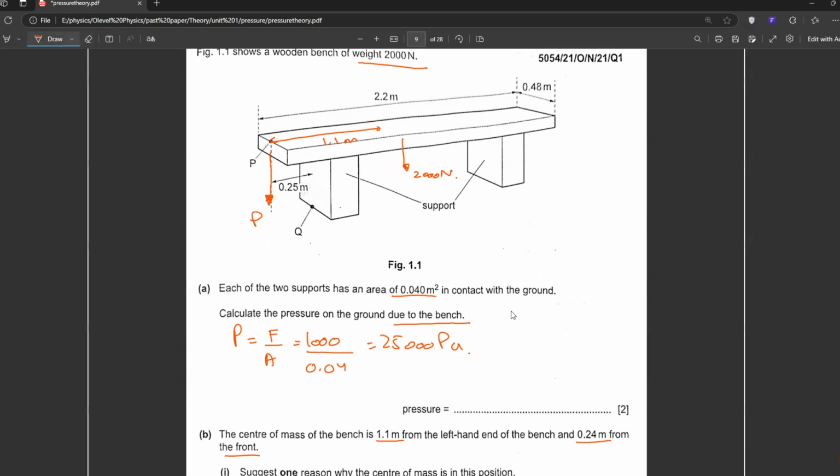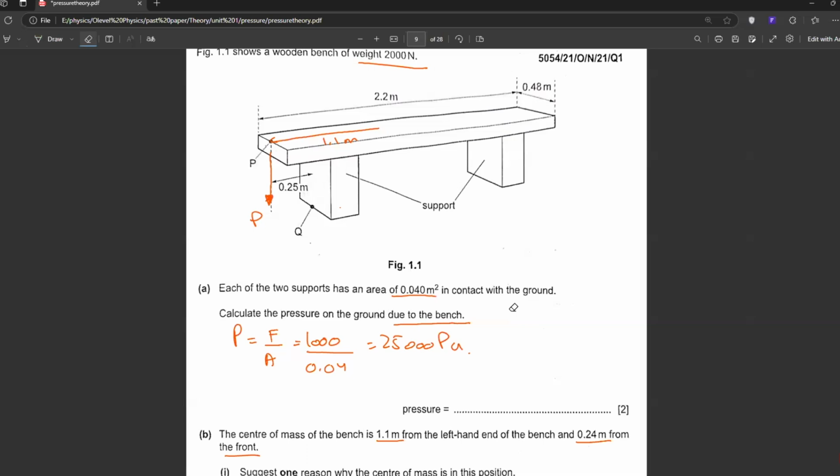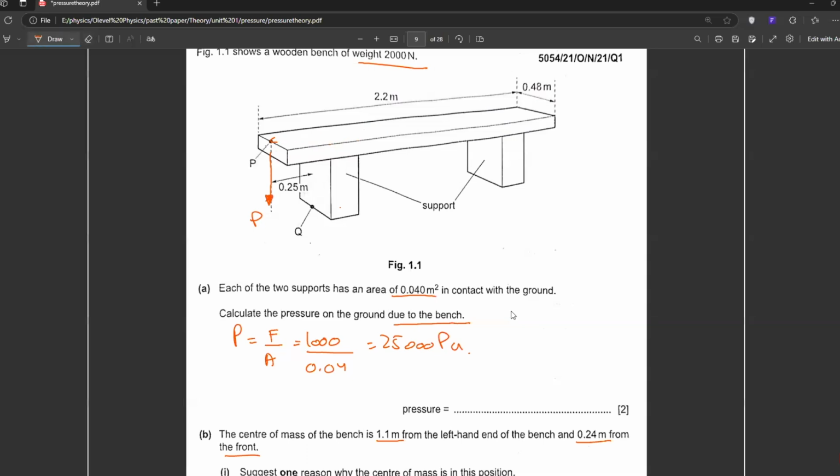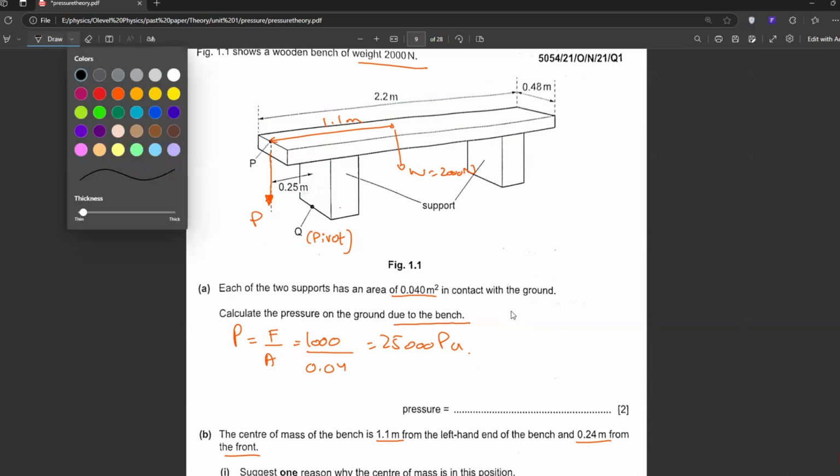Okay. Our pivot is Q. And our weight is being applied at, let's say, 1.1 meters. Our weight is applied exactly in the middle like this. That is 2000 Newton. Q is your pivot. You have to calculate the maximum force P before the object topples. So, what would be the maximum force P?